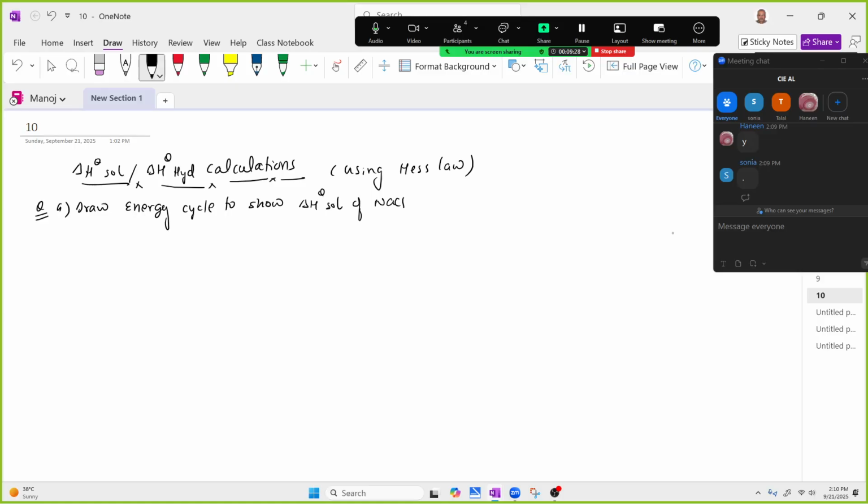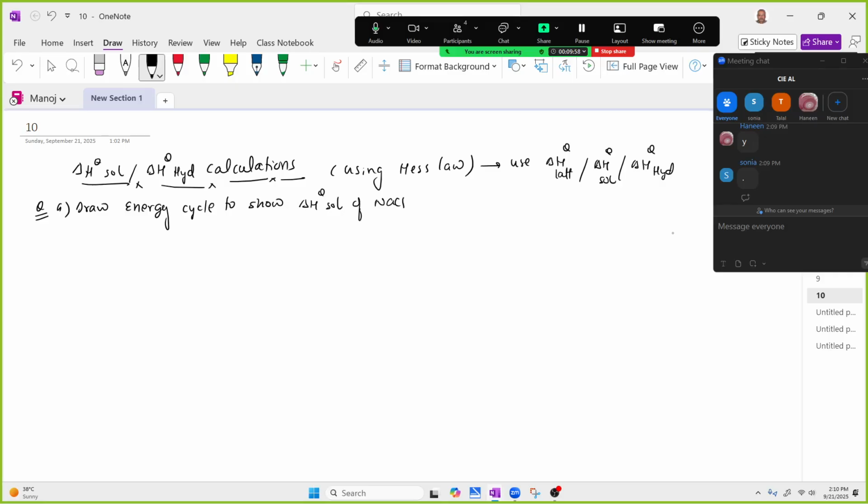you must remember in your energy profile diagram, you have to use delta H lattice, delta H solution, and delta H hydration. You have to use all three of them. Only then this is going to work. So how that works is, you want to draw energy cycle to show delta H solution of NaCl.